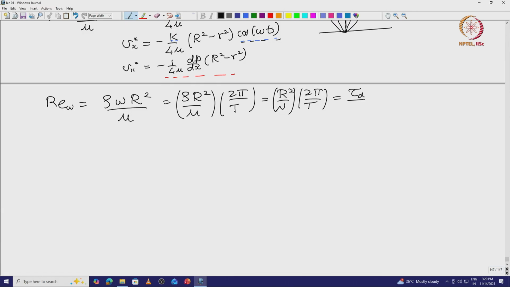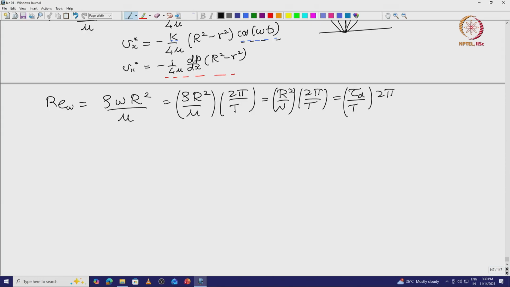The r square by nu is a time scale, which is basically the time required for momentum to diffuse across a distance r. So, this is the diffusion time divided by the time period into 2 pi. So, when the diffusion time is small compared to the time period, that means that momentum is diffusing over the cross section of the pipe much faster than the time period of oscillation.